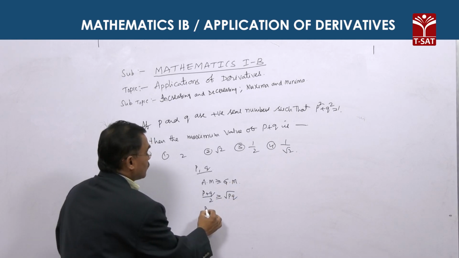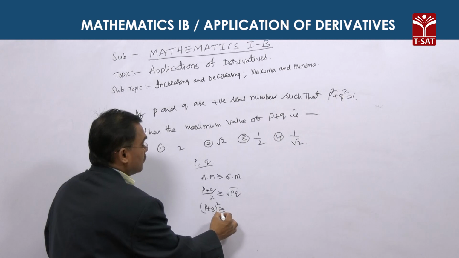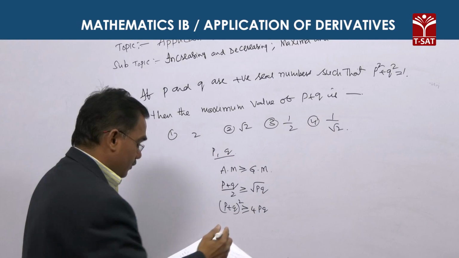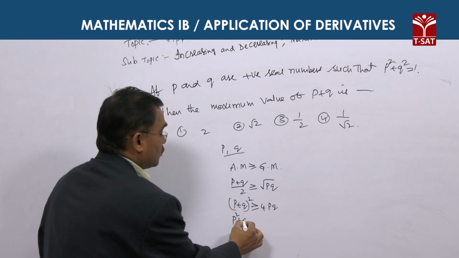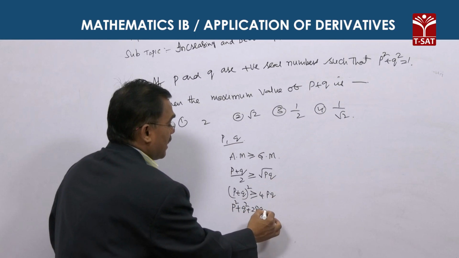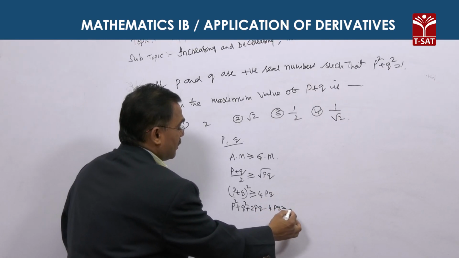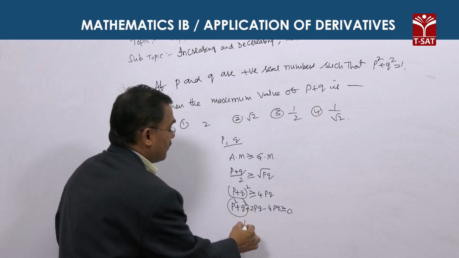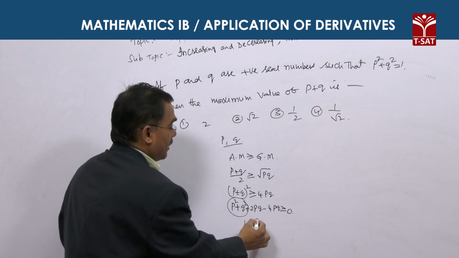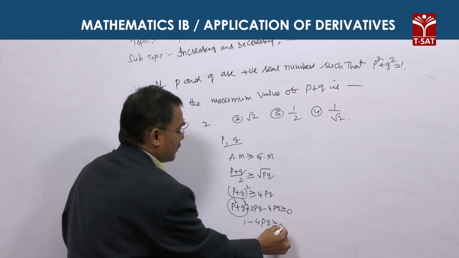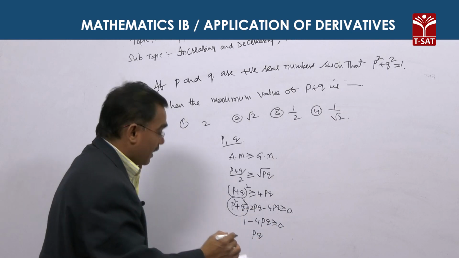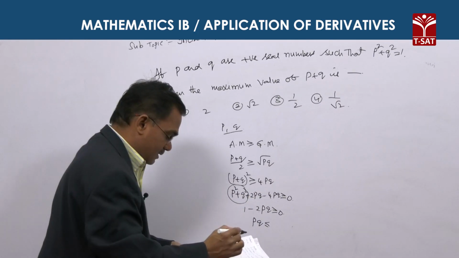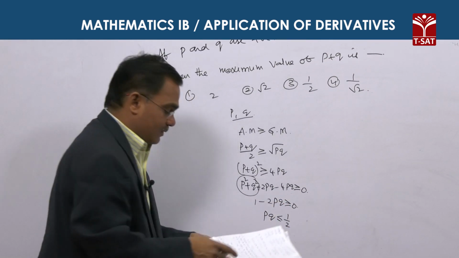Squaring on both sides, P plus Q whole square is greater than or equal to 4 into PQ. So using that, P square plus Q square plus 2 PQ minus 4 PQ is greater than or equal to 0. Applying this, P square plus Q square is already given as 1 in the problem's given condition, so 1 minus 2 PQ is greater than or equal to 0. So PQ is less than or equal to half.